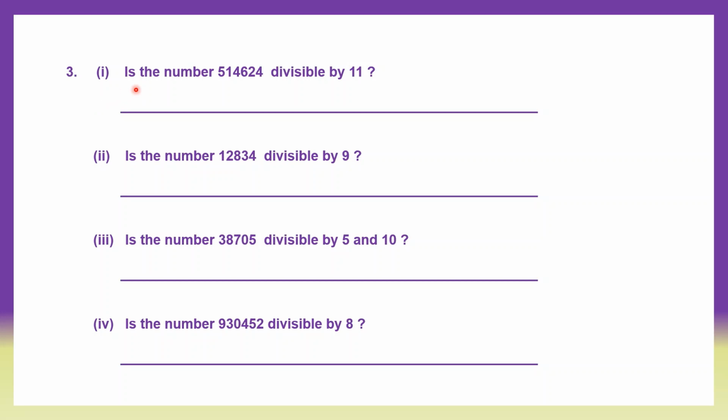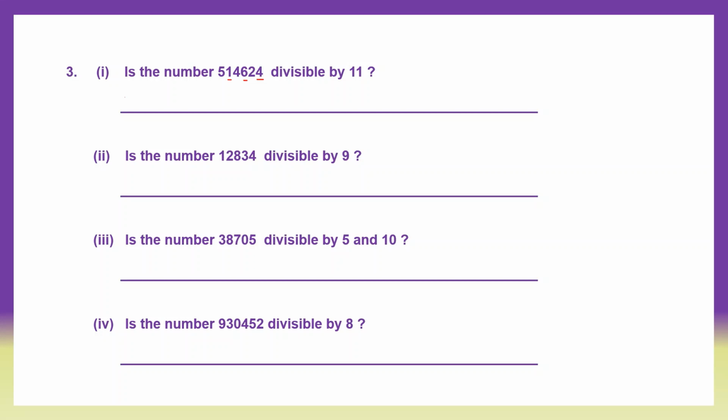Question 3, here we have some questions based on test of divisibility. So the first question is, is the number 5,14,624 divisible by 11? Now what is the test for 11? The test for 11 is you take the numbers which are in the odd places starting from the right side. So from the right side, the numbers in the odd places are 4, 6, and 1, isn't it? That means it's in the first place, the third place, and the fifth place, odd places.